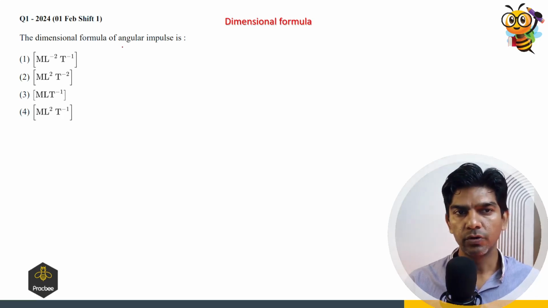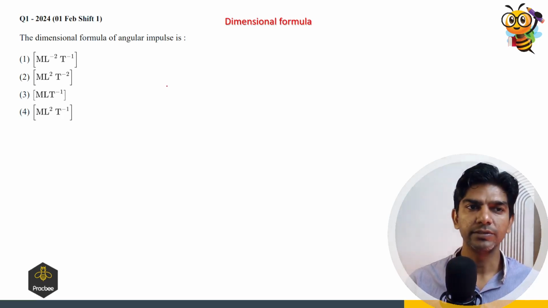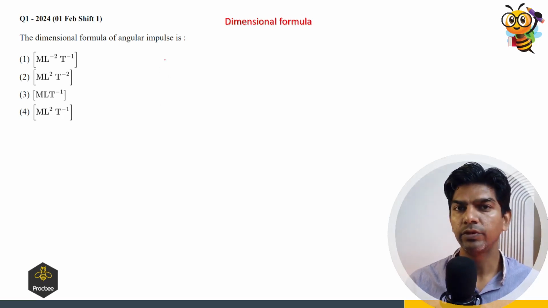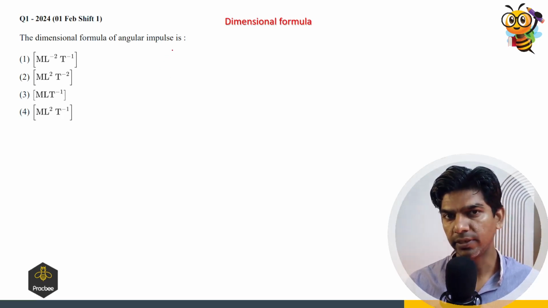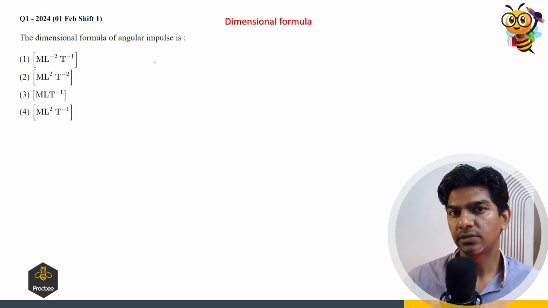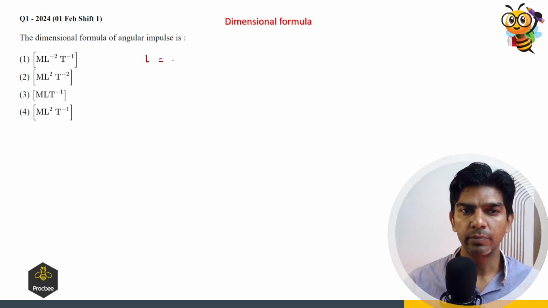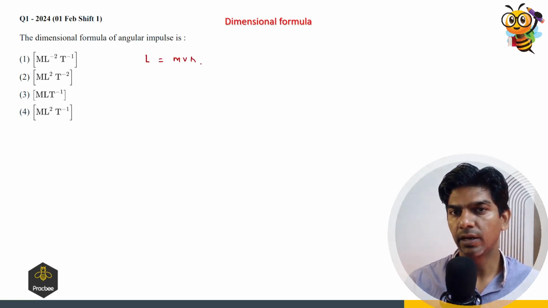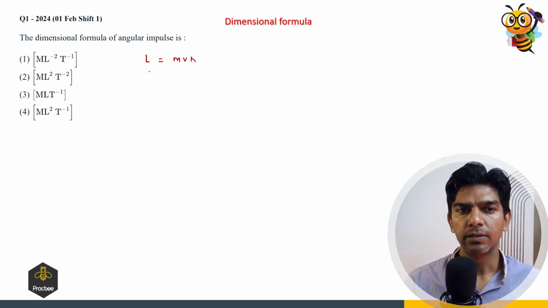So we have to find the dimensional formula of angular impulse, and we know that angular impulse is change in angular momentum. So the dimensional formula of angular impulse will be the same as the dimensional formula for angular momentum. Angular momentum can be written as mvr, where m is the mass, v is the velocity, r is the distance. So the dimension of L will be the same as the dimension of the right hand side.